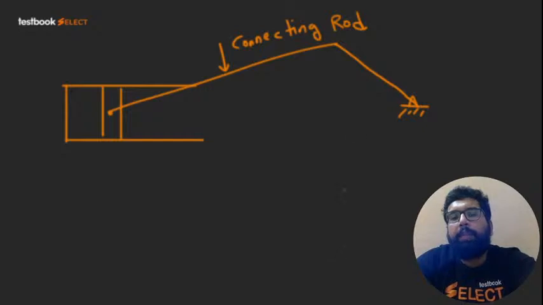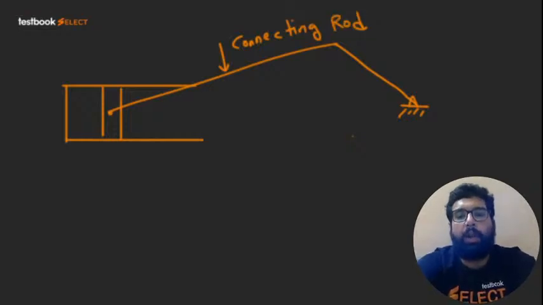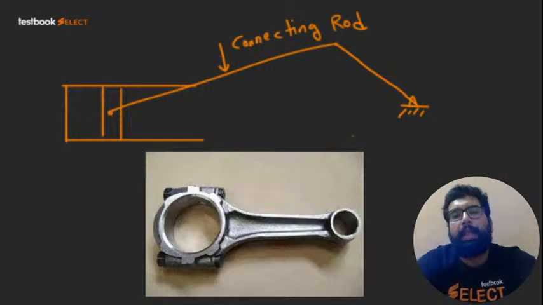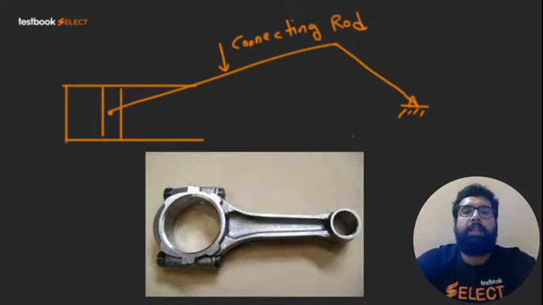If we Google the image of a connecting rod, Divyanshu, you can Google it right now. If you Google the image of a connecting rod, what are you going to get? I'll just show you here. You are getting something like this. Yes, eventually it is a surface contact.